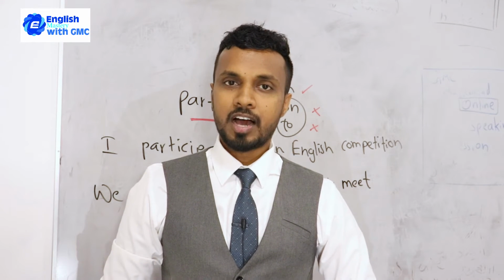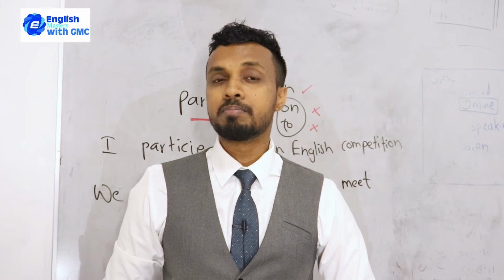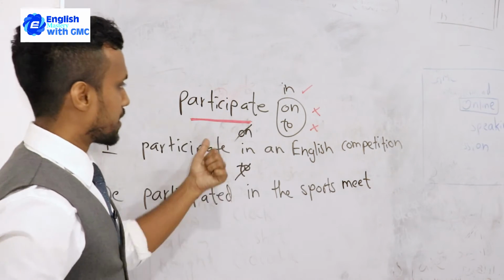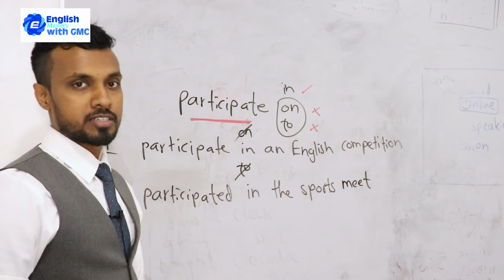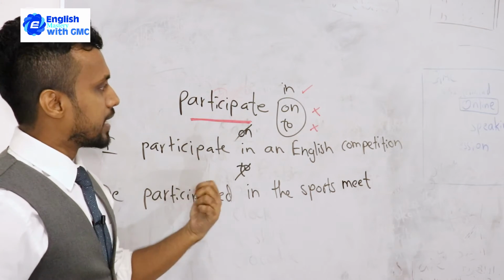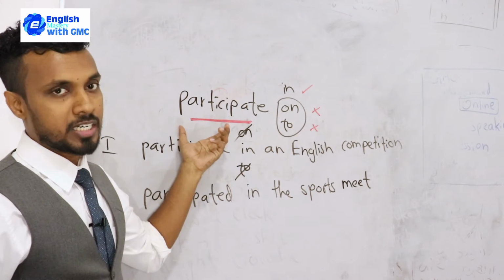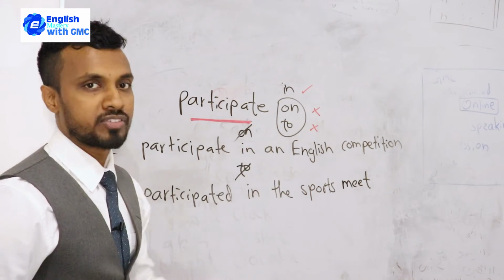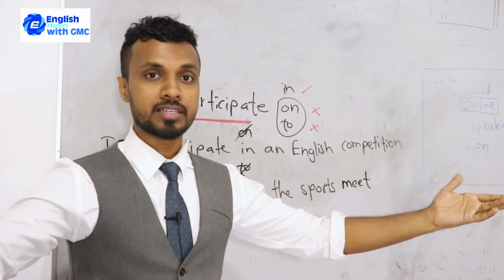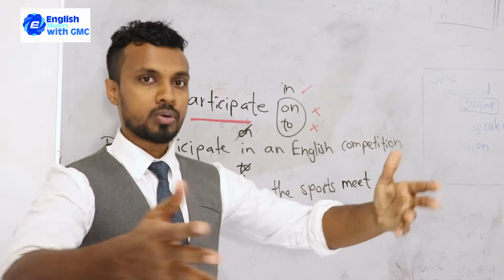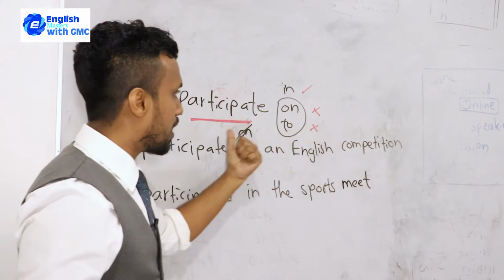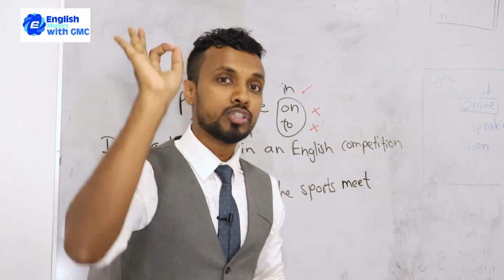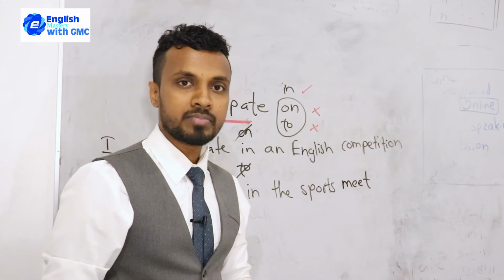In this video, I am going to talk to you about a mistake that most English learners make. Let's take a look at it. It's the verb participate. Alright, so the thing is, when they use this verb right here, they usually end up using on or to after it. That's basically incorrect. Why? Because you can't use to or on after the verb participate. The only preposition that you have to use is in there.